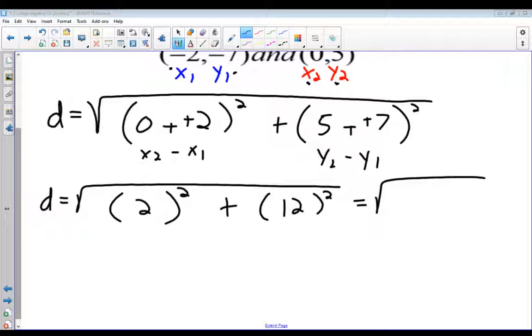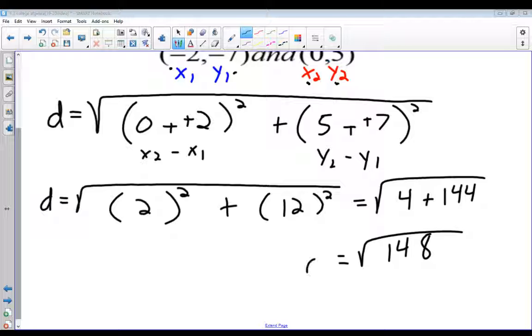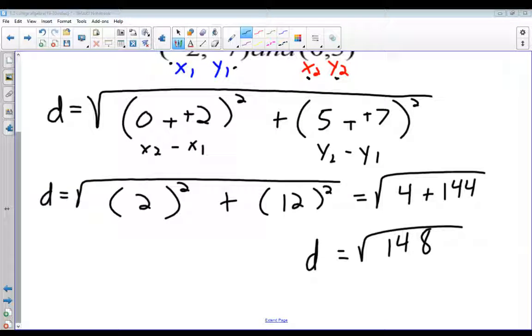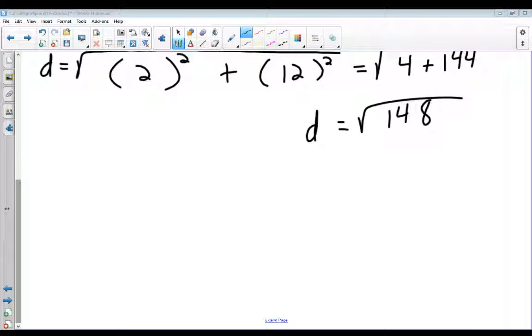So then simplify the squares. 2 squared will give you 4. The 12 squared will give you 144. And then just add those together. You'll have that the distance is equal to the square root of 148. And with that, we are 95% done.